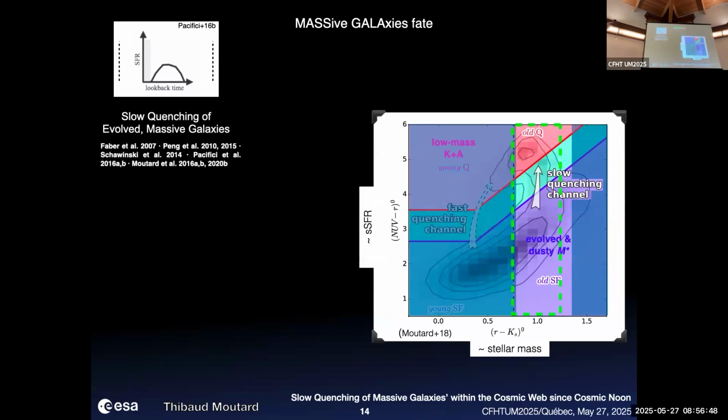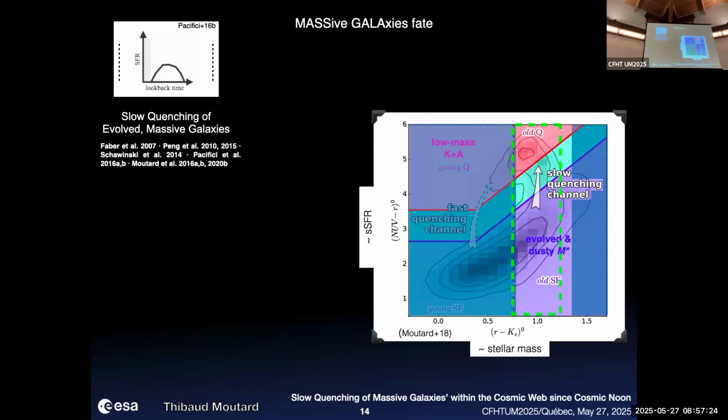So here, what you can see in this diagram, it's a color diagram, NUV minus R versus R minus K, but what is important here is that you have what we call the star-forming main sequence on the lower part of the diagram. So galaxies evolve from the left to the right, and they grow in mass. At the top of the diagram, you have the red sequence, so quiescent galaxies where star formation is no more operating. And in between, you have what we call the green valley.